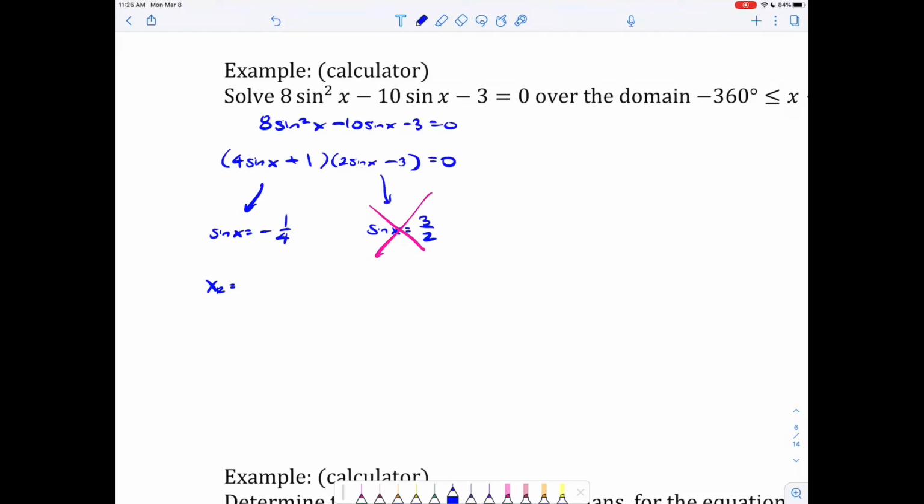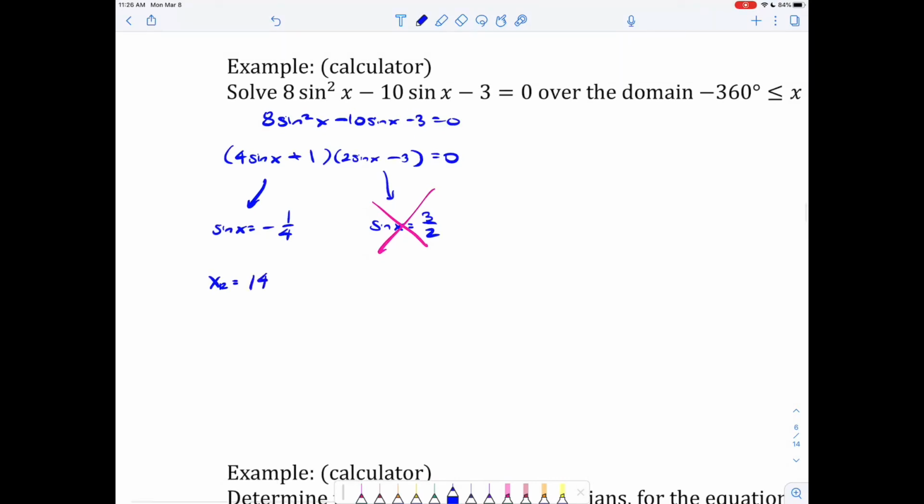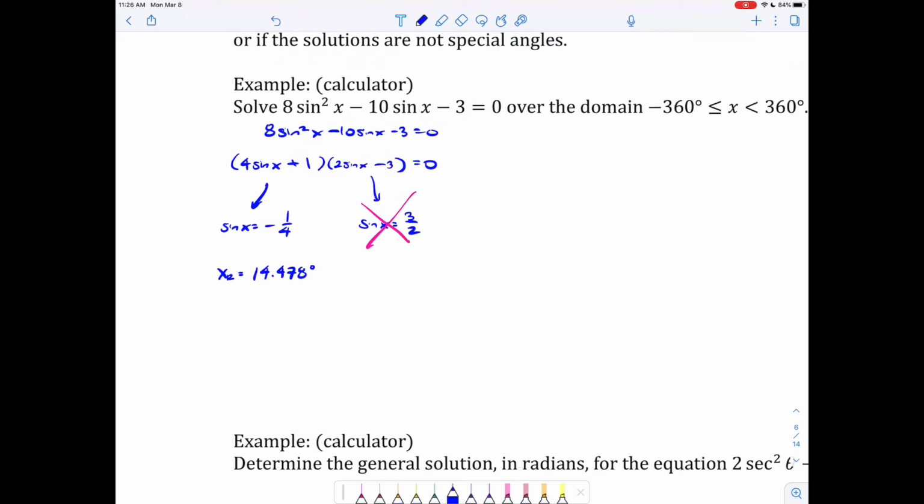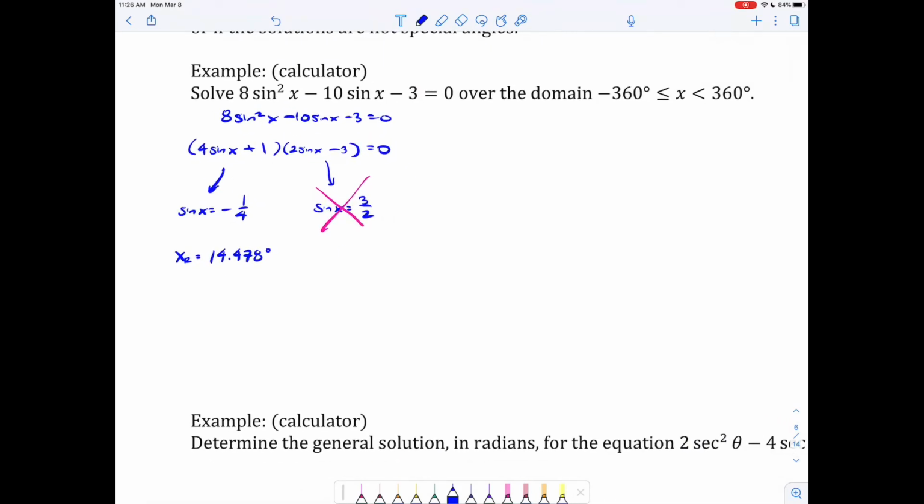Excellent, my calculator is already there. Inverse sine of 1/4 will give me 14.478 degrees. And from there I can just get all my values.